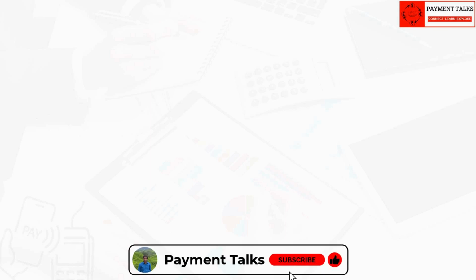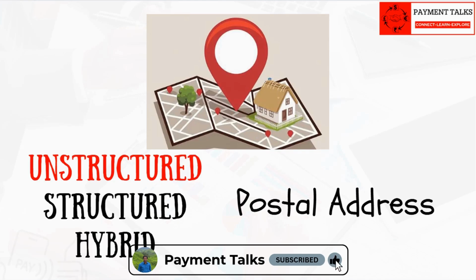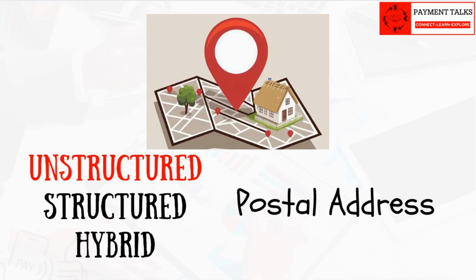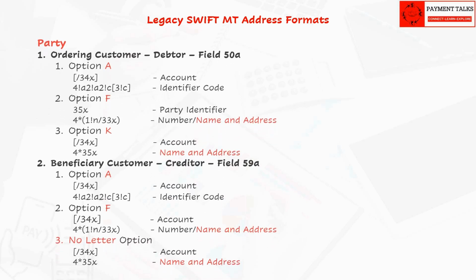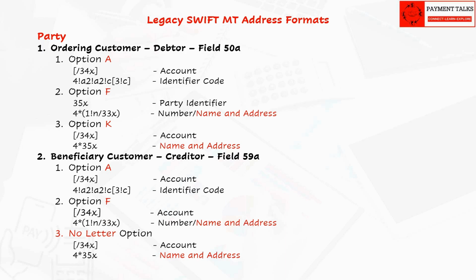Let us now understand the address formats one by one. First, we start with the unstructured address. A fully unstructured address uses only free text address lines without any structured elements such as town or country. This mirrors legacy Swift MT usage. First, let's understand the legacy Swift address format. As we just mentioned, address is present in either party or agent elements.